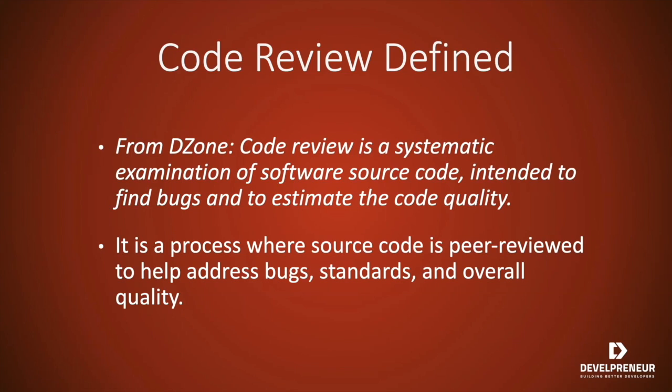So from them, the definition: code review is a systematic examination of software source code intended to find bugs and estimate the code quality. Slightly reworded, it's a process where source code is peer reviewed. Your goal really is to address bugs, maintain standards, and maintain overall quality.